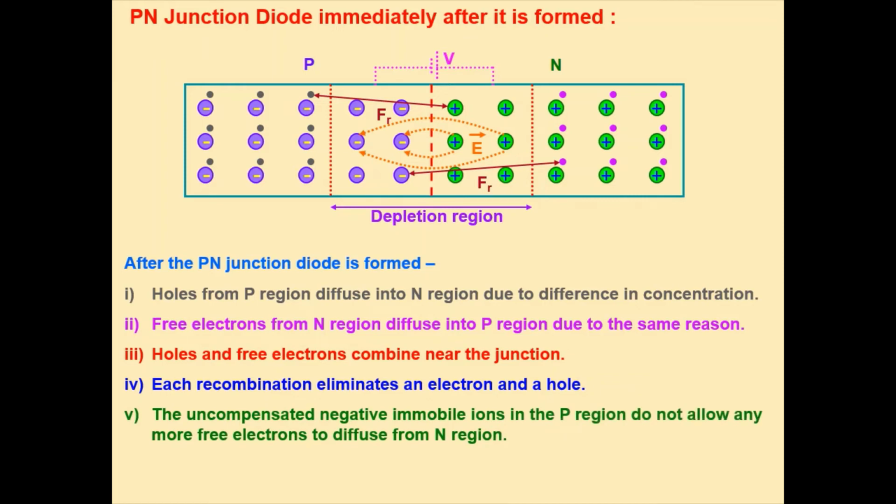Fifth is the uncompensated negative immobile ions in the P region do not allow any more free electrons to diffuse from N region. As you can see, after some time the diffusion of charge carriers from one side to another stops, because on P side we have negatively charged immobile ions near the junction, and these will not allow further diffusion of holes to N side, and the positively charged immobile ions present on N side will not allow the diffusion of electrons from N side to P side.